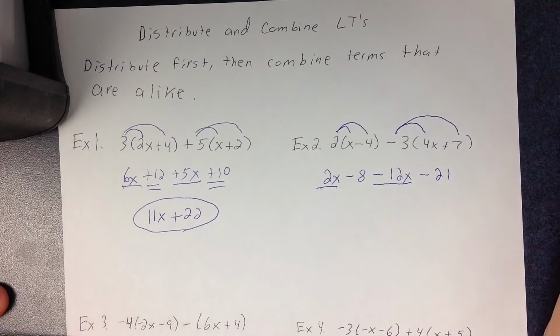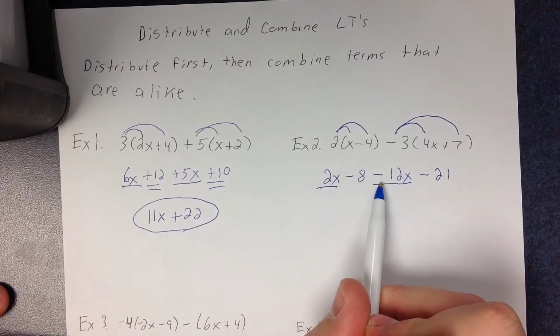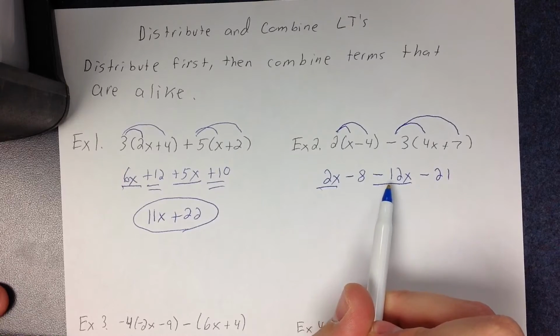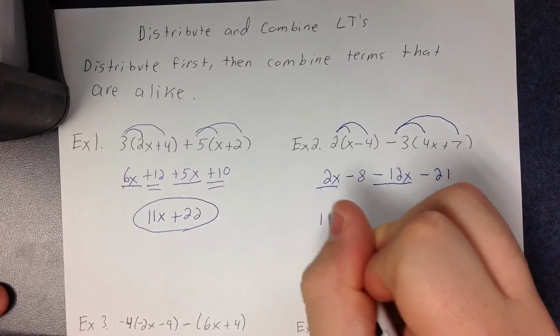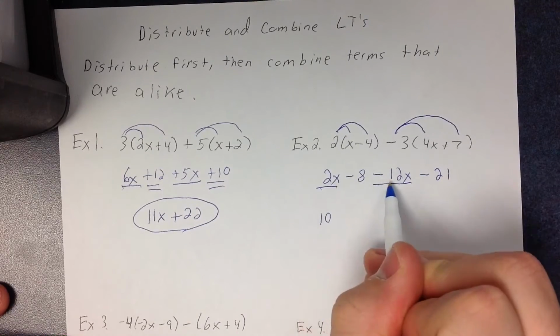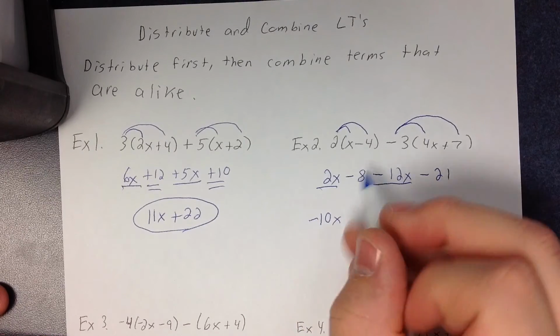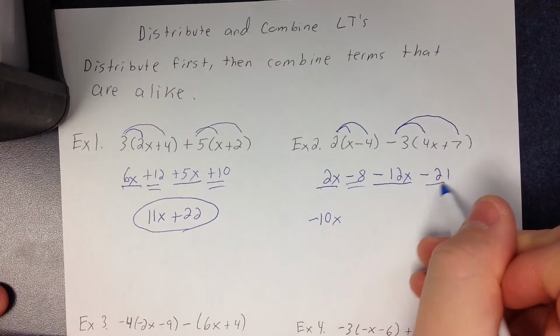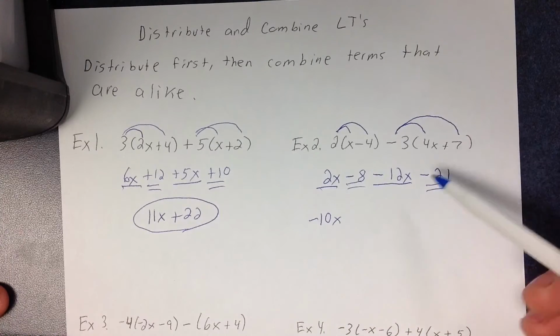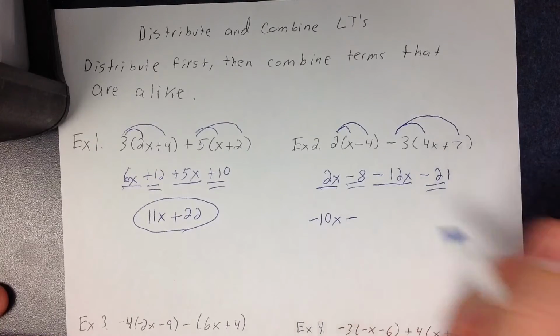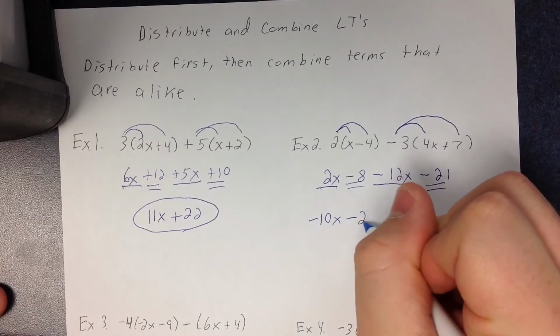So you go back to your rules for combining integers. Signs are different. So I subtract and keep the sign of the bigger number. Well, 12 minus 2 is 10. But 12 is bigger, so it's a negative 10x. Here I've got a negative 8 and a negative 21 I'm combining. Well, the signs are the same, so I add and keep the sign. So it's still going to be negative. 21 and 8 is 29.